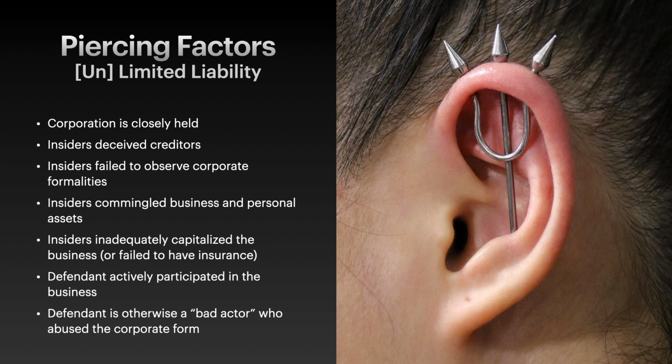And when will a corporate veil be pierced? Well, we have a set of factors. There's no one particular test, but when these factors are present, courts are more likely to pierce. When a corporation is closely held, when insiders deceive creditors, when insiders fail to observe corporate formalities, when insiders commingle business and personal assets, when insiders inadequately capitalized the business or failed to have the proper legally required insurance, where a defendant actively participated in running the business, or when the defendant is otherwise a bad actor who has abused the corporate form and so is effectively equitably estopped from hiding behind its limited liability shield and is pierced.